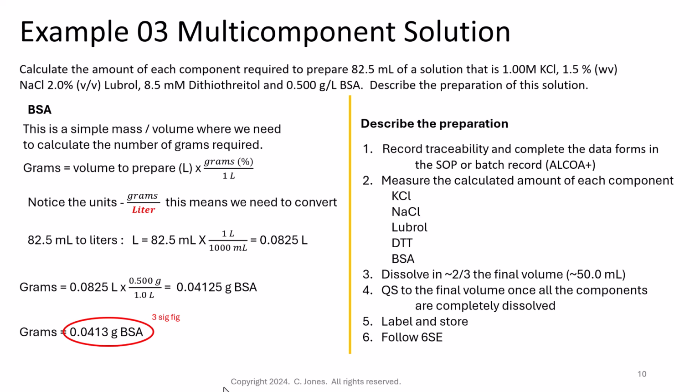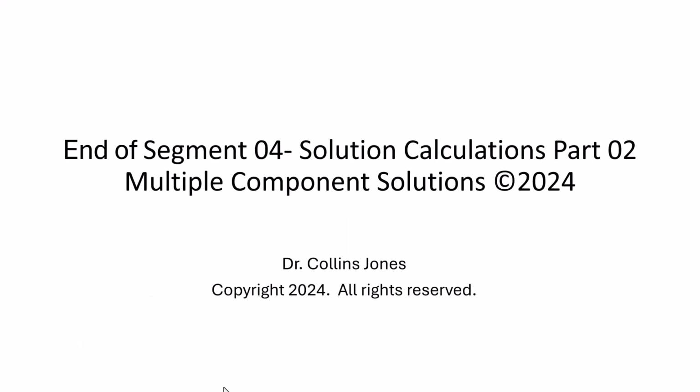And then, of course, follow all the proper safety requirements, wear proper PPE, work in the proper environment with dithiothreitol. That would probably be the chemical fume hood. Clean up and put away everything after you're done. And that's the end of example 3 and the end of segment 4. One more segment is coming up, and that will be segment 5, which deals with dilutions and serial dilutions.